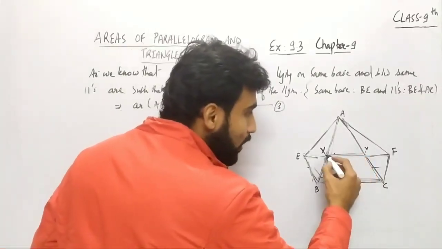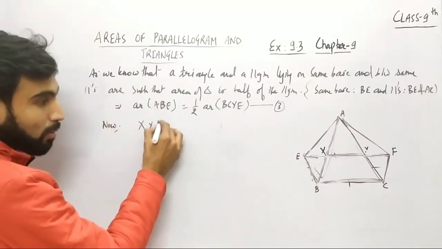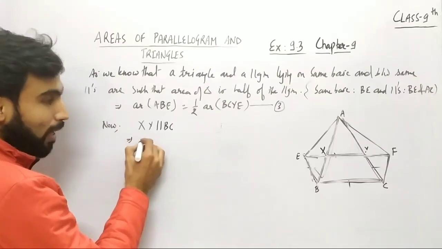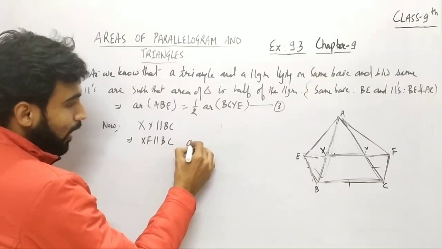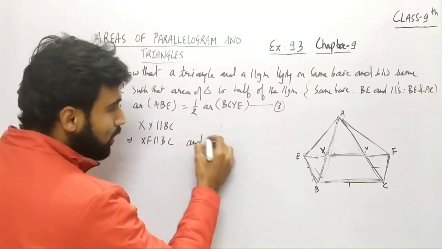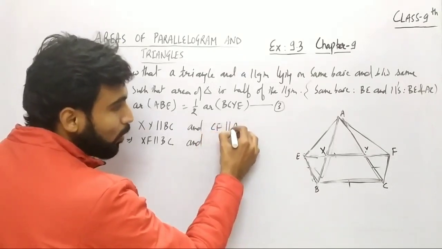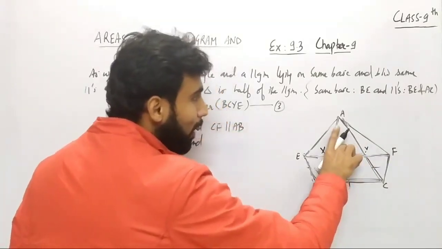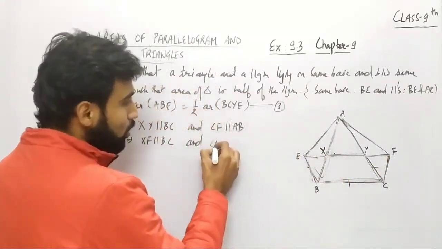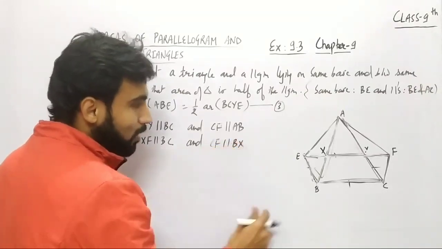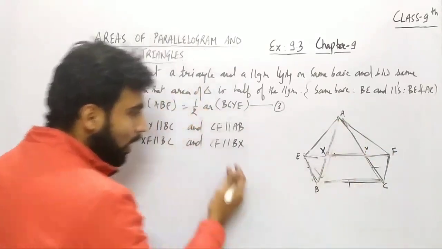As we know, XY is parallel to BC. So this implies that XF is parallel to BC. And it is also given that CF is parallel to AB. CF, which was given parallel to AB in the question, will mean that CF is parallel to BX, right? AB or BX, it is the same line, so if CF is parallel to this line, it will be parallel to this one as well, right?